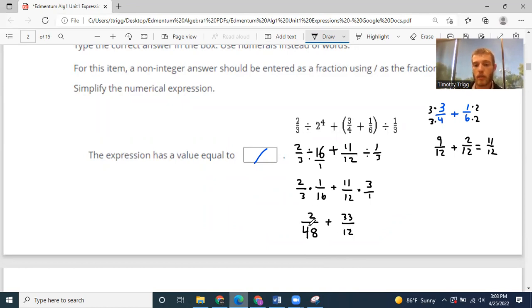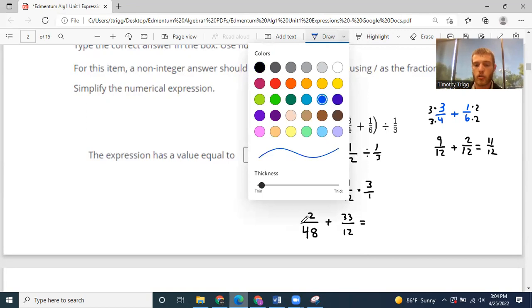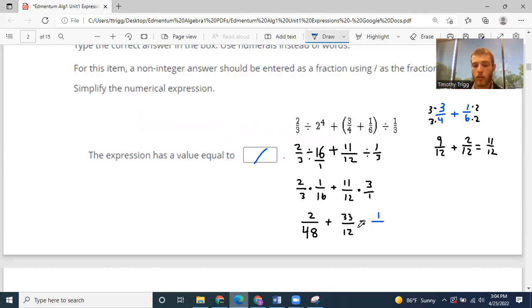For both these fractions, actually, we can reduce them. So this is kind of a long one, but let's reduce the first fraction. We can divide both numerator and denominator by 2, giving us 1/24.